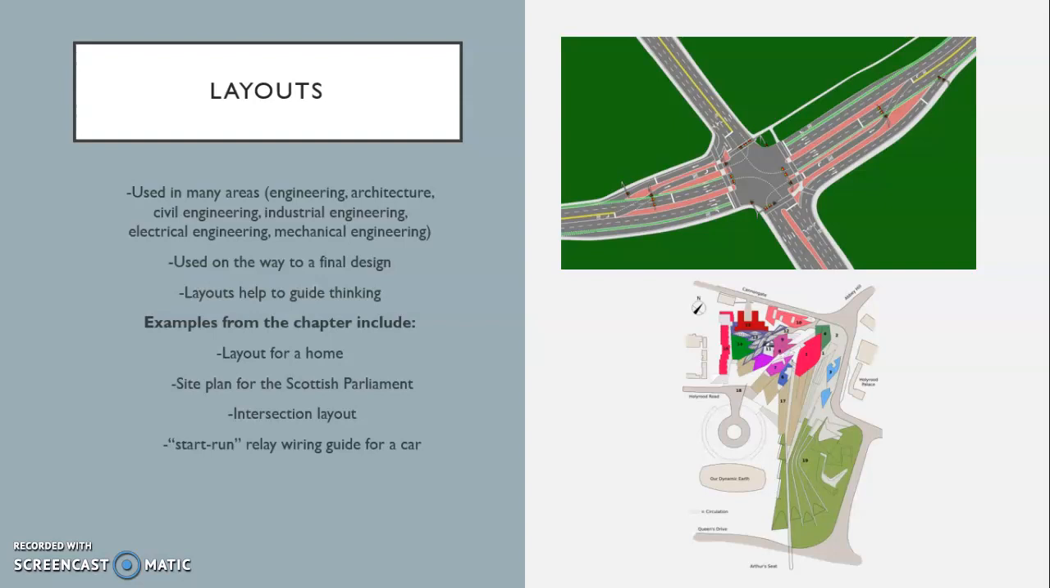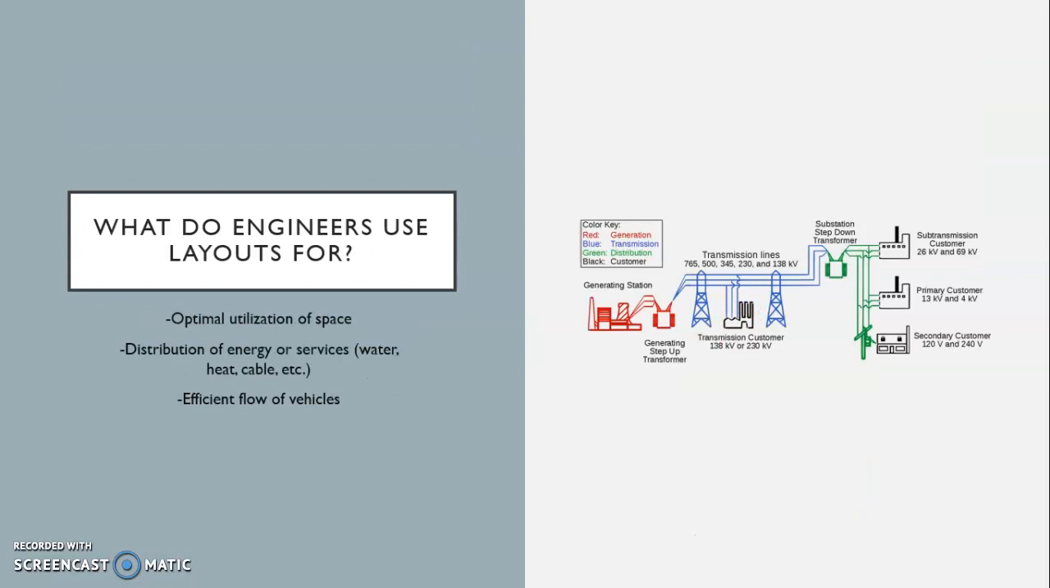Some examples of layouts from Chapter 27 include a layout for a home, the site plan for the Scottish Parliament, which is the bottom picture there, and an intersection layout, which is the top picture there. I have just never really thought of how intricate intersections are and how you do need layouts and plans and designs to make them. I found that really interesting as I was reading about it and looking at the illustration in the text. Layouts can also be used for a start, run, relay wiring guide for a car, which was another example used in the text.